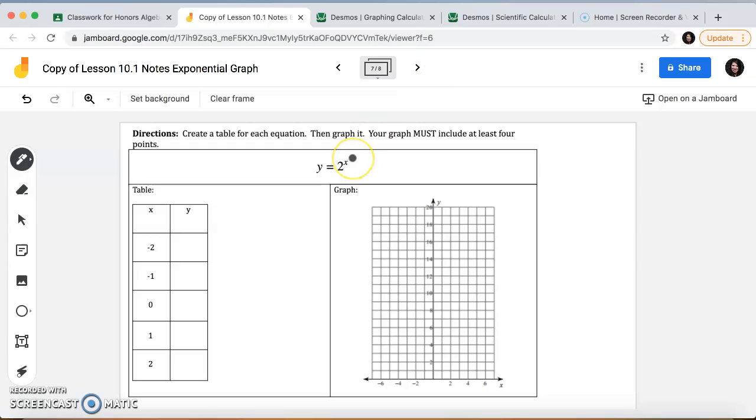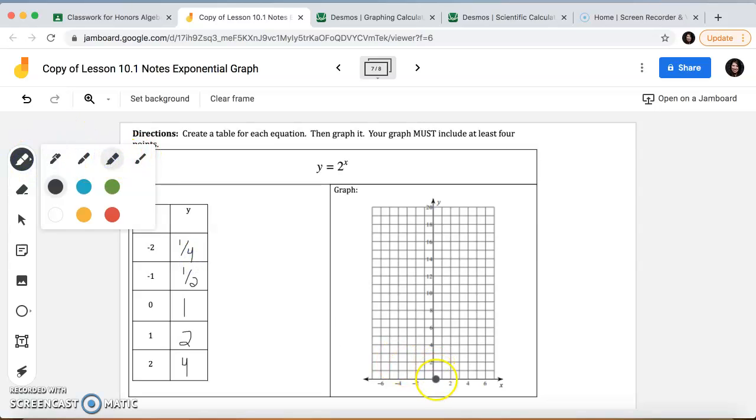All right, next one, we just have 2 to the x power. This one's going to be easy. 2 to the 0 power is just 1. 2 to the first power is just 2. 2 to the second power is 4. And then to the negative 1, you're going to have 1 over 2, and you can check that with your calculator. And to the negative 2, you're going to have 1 over 4. So feel free to check that with your calculator. I can just do it in my head.